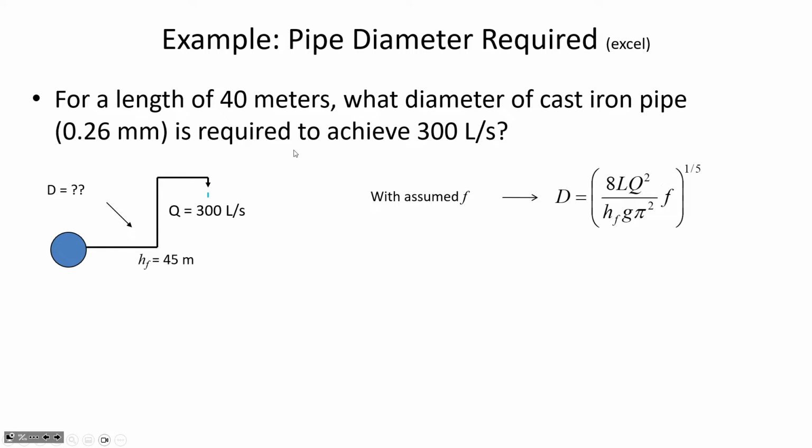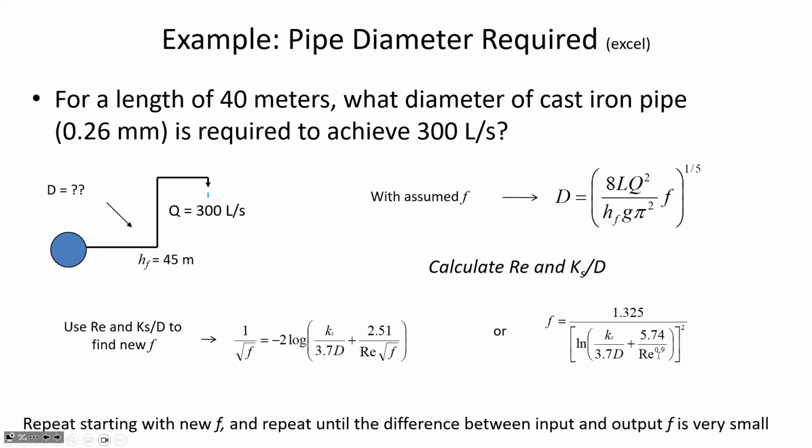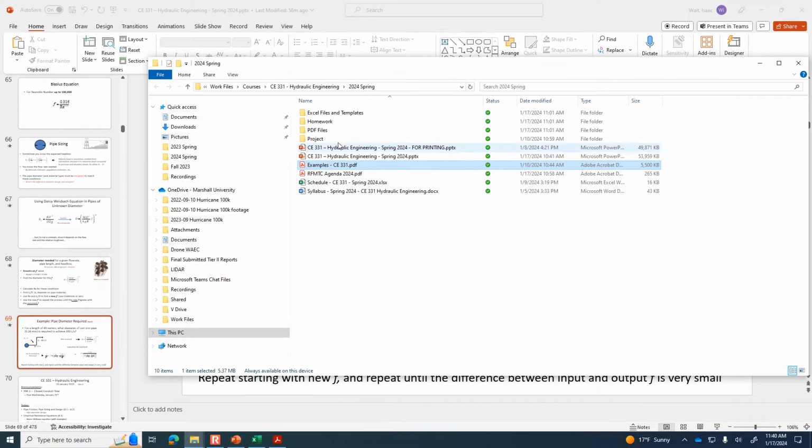The process I'm going to go through is to start with an assumed value of F and calculate what would be the resulting diameter. Then, based on that first guess of the diameter, I will calculate the Reynolds number and relative roughness. Then I'll refine my guess of the diameter by improving the F value estimate. And I'll keep repeating that process a couple of times until it converges.